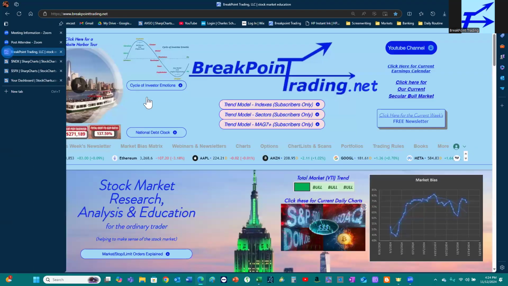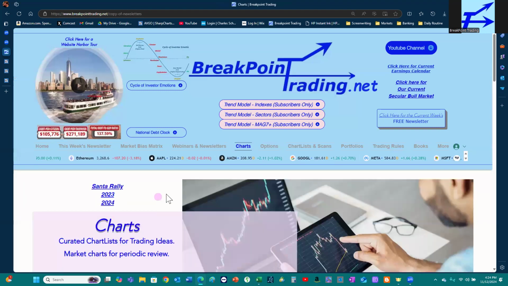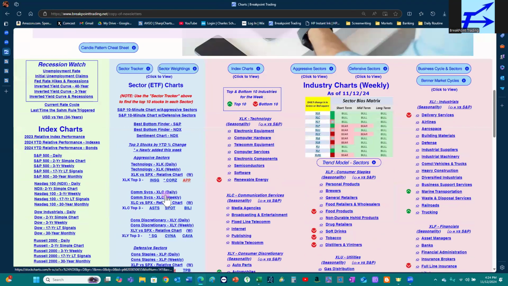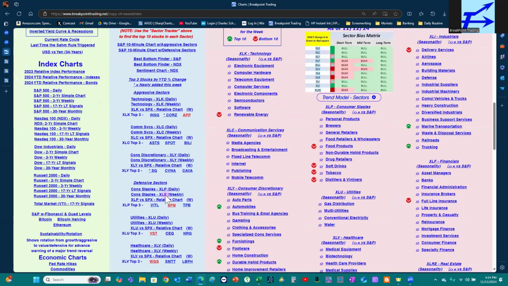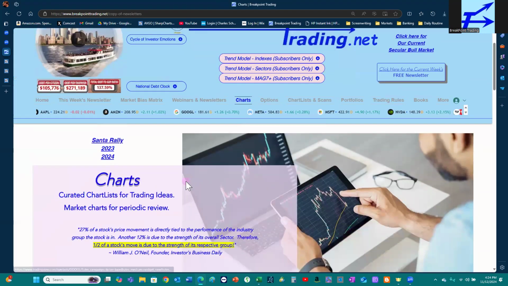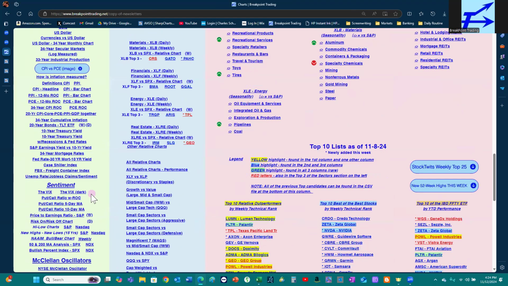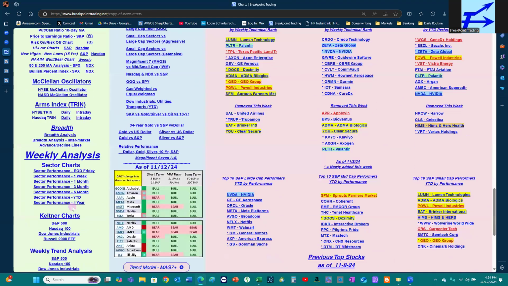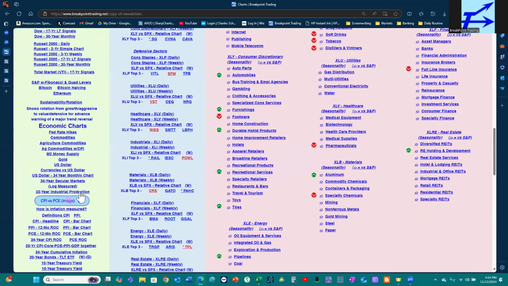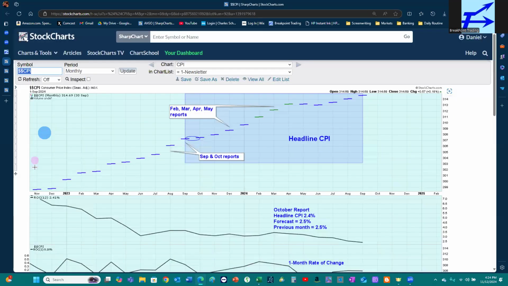Let's take a look at CPI real quick because that's coming tomorrow morning at 8:30. It probably will have an effect on what the market does tomorrow. So down here, this is on the charts page of my website. By the way, there's charts right there. And on the left-hand side, we have economic charts, sentiment charts, oscillators, analysis, trend analysis, etc. And under economic charts, we have the CPI. So CPI headline is right there.